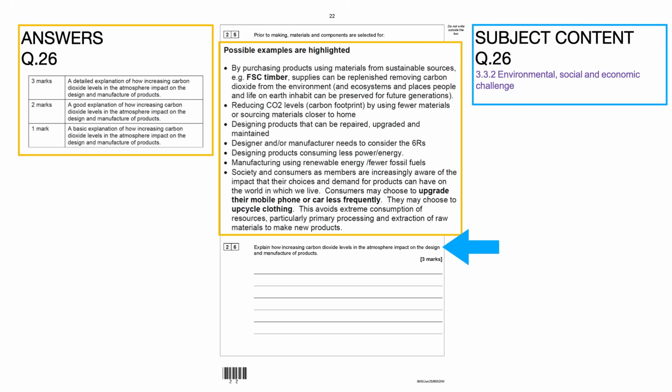The next point, designing products consuming less power or energy, manufacturing using renewable energy, fewer fossil fuels, and lastly, society and consumers as members are increasingly aware of the impact that their choices and demand for products can have on the world in which we live. Consequently, they may choose to upgrade their mobile phones or car less frequently. They may choose to upcycle clothing. This avoids extreme consumption of resources, particularly primary processing and extraction of raw materials to make new products.